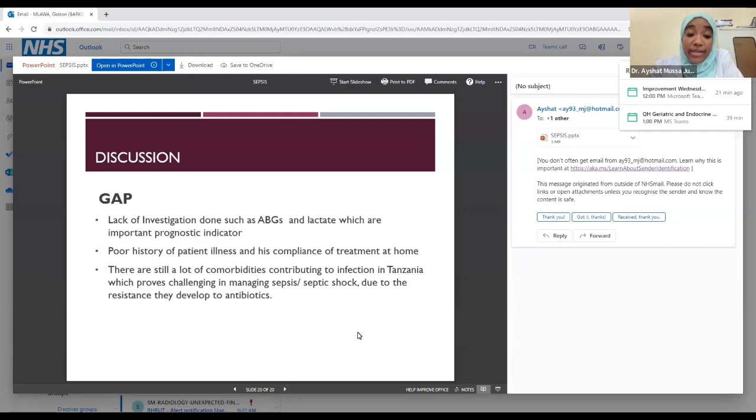Another thing is that there are still a lot of comorbidities contributing to infection in Tanzania, which proves challenging in managing sepsis or septic shock due to the resistance developed to antibiotics. Even for us, one thing that we didn't do was blood culture. So I think it also contributes to the resistance, on whether the medication we were giving him was working, or maybe he needed something stronger. So it's open for discussion if anybody has a question.